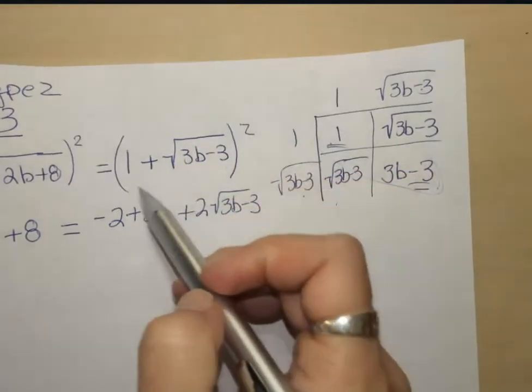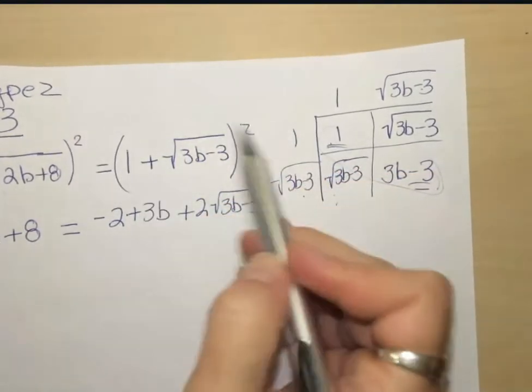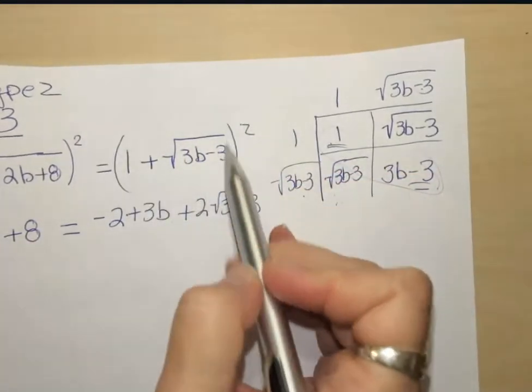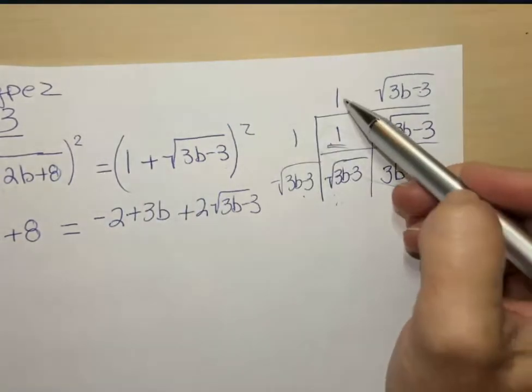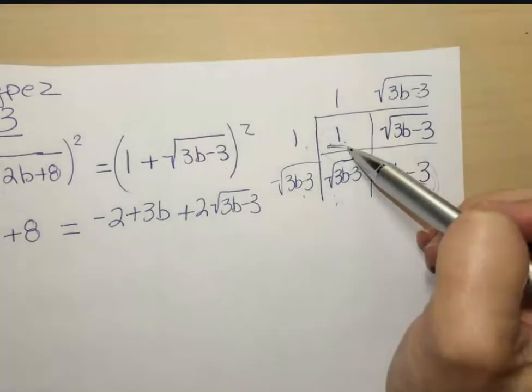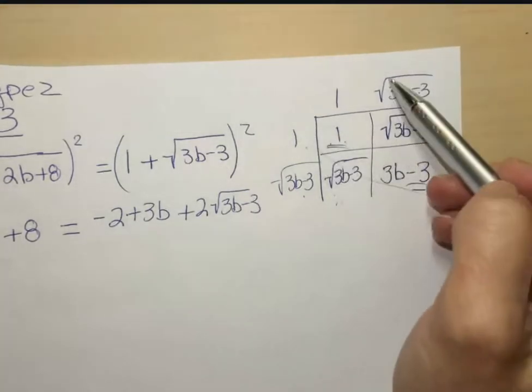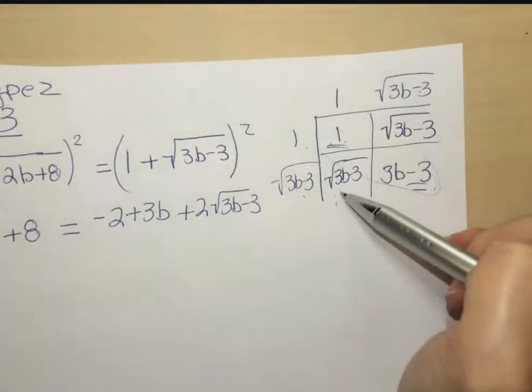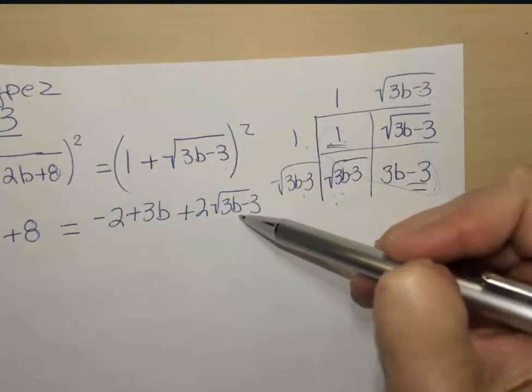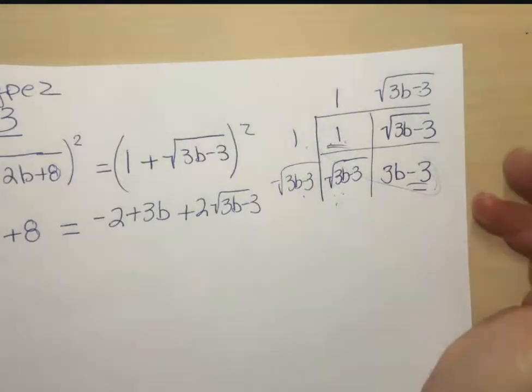So I squared this. I can't just square the 1 and square this. I have to square the binomial because there's a plus in the middle, which makes it a binomial. So 1 times 1 is 1. 1 times the square root of 3b minus 3 is the square root of 3b minus 3. But I have another one, so I have two of them. That's where I got 2 times the square root of 3b minus 3.